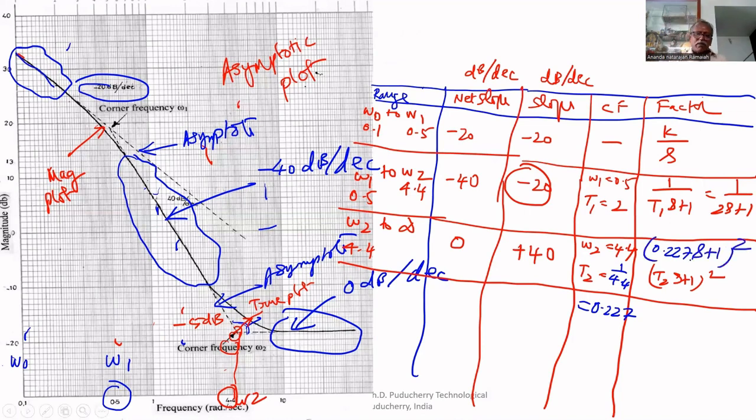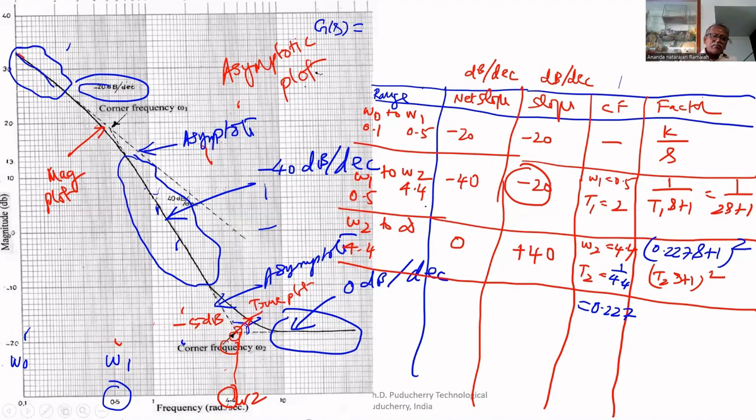Why repeated poles? Because the error is negative, more than about 6 dB. Error means it is repeated poles. That's all. Therefore, the transfer function is G of s equal to... whether we got K, not yet. So we cannot write it. We have to find K. We got T1, T2. The only thing is we have to find K.